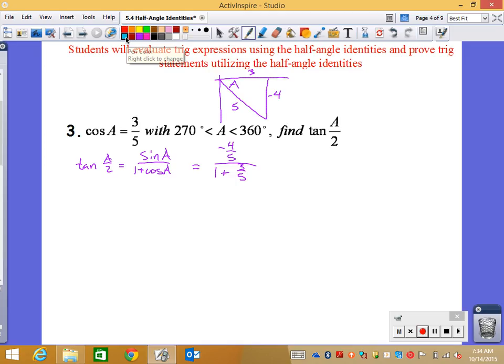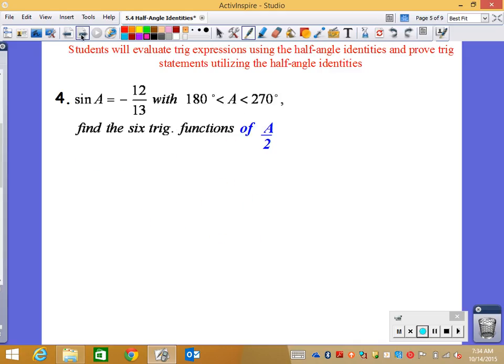Now the common multiple between 1, 5, and 5 is 5. So I'll multiply all terms by 5. These cancel, these cancel. So I end up getting a negative 4 on top divided by 5 plus 3, or a negative 4 over 8, so a negative 1/2. And that's my answer.